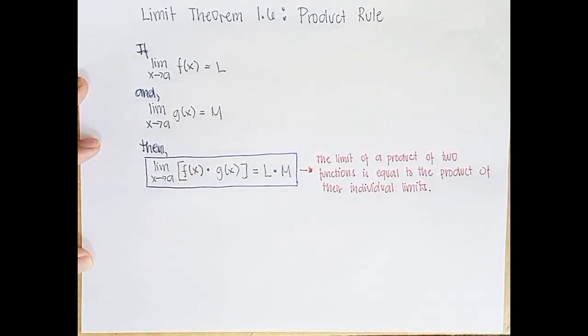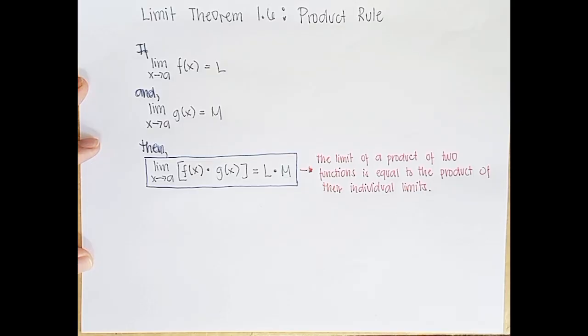So how does this work? This rule works because as x approaches a, the function values f of x and g of x each approach a number. Multiplying two numbers that get closer to specific values will give a product that also gets closer to the product of those values.